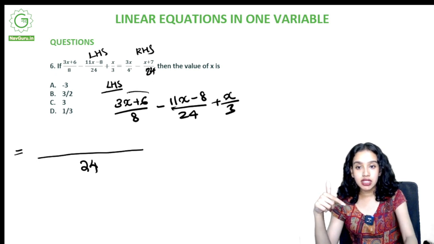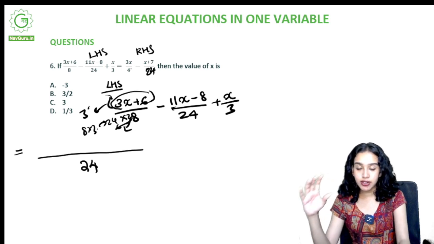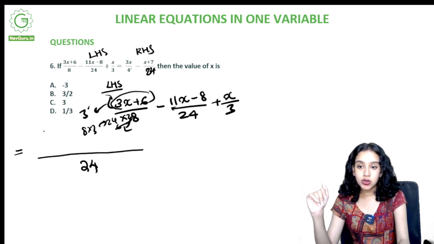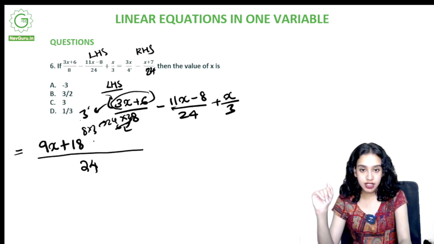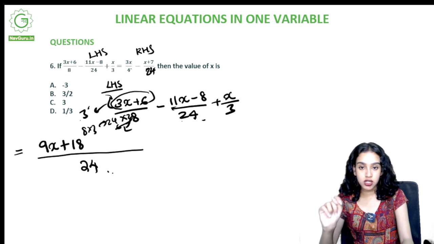So how do we make this 24? We multiplied 8 by 3 to make it 24, so we have to multiply 3 to the numerator too, to keep the fraction equal. What is 3 into 3x? 3 3s are 9x, plus what is 3 into 6? It's 18, right? This one we are not changing anything, because 24 is the denominator and we are taking the common denominator as 24.